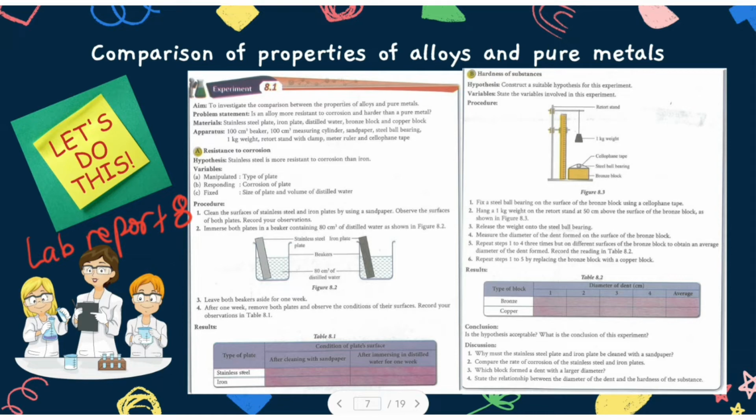I will give you one link of experiment in YouTube. That's a good experiment because you can see how the experiment is conducted for hardness of substances. Okay, for resistance of corrosion, pengaratan, that one you can do by yourself at home. But for B, you have to refer to the link that I will give later.